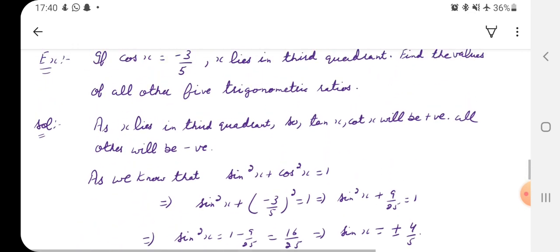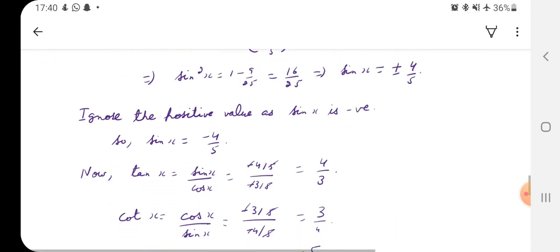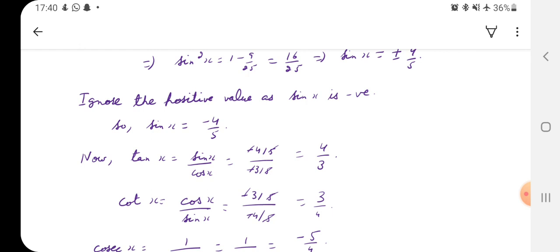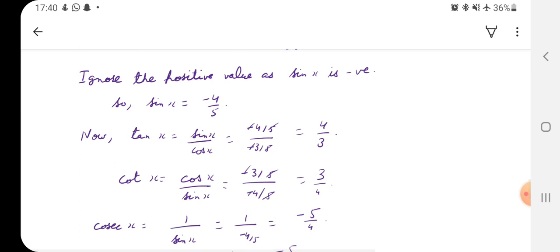Cos x is equal to minus 3 by 5. Now take the value of tan x. Tan x will be equal to sin x by cos x. Substitute the value of sin x and cos x. It will be minus 4 by 5 divided by minus 3 by 5. So cancelling the required terms, we will get 4 by 3.